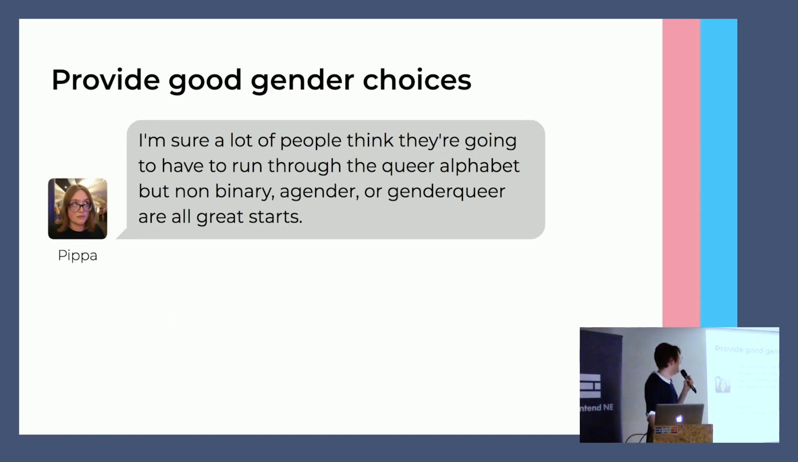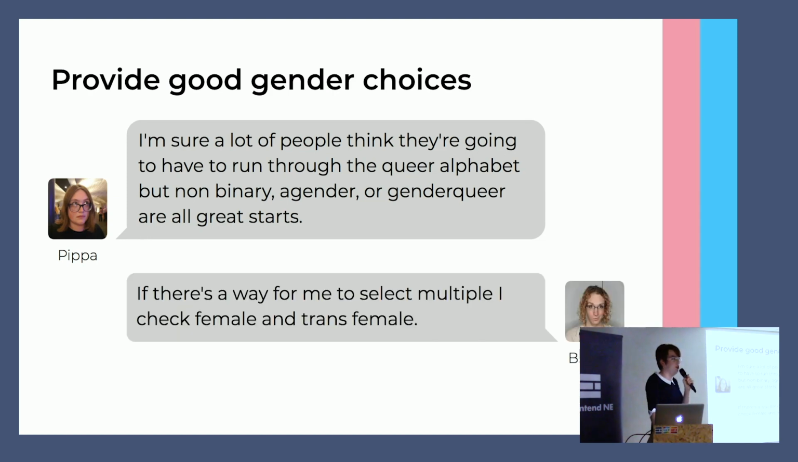And Brooke says, if there's a way for me to select multiple, I check female and trans female. Yes, gender identities do overlap. People might like to select more than one. So I think this comes down to, why are you asking people for their gender? Is it for marketing reasons? Is it relevant to the product? And is it better to ask them about what it is they want or what they want to see or do, rather than ask them about their gender identity? But if you must, there's plenty you can do to at least be better than most sites out there.